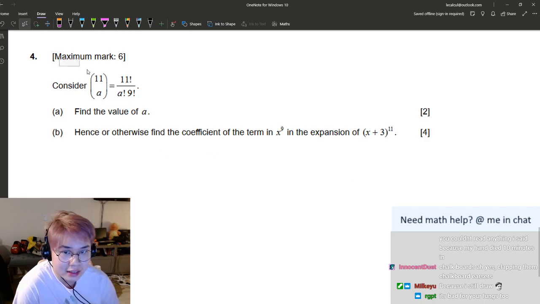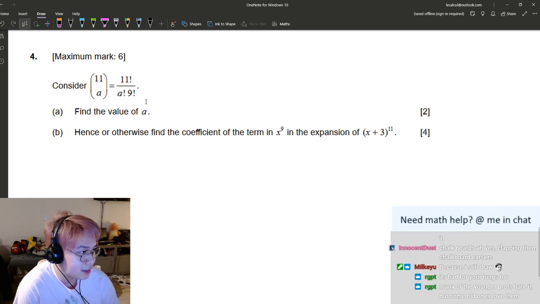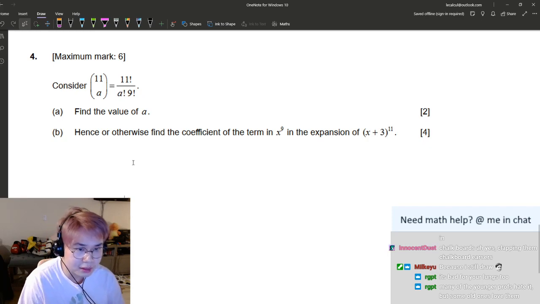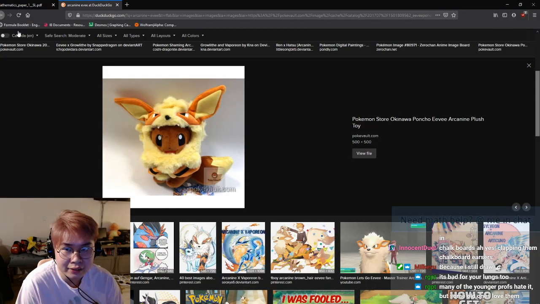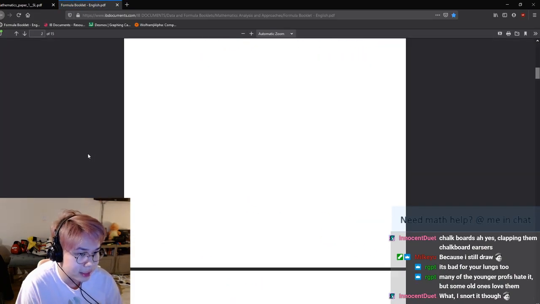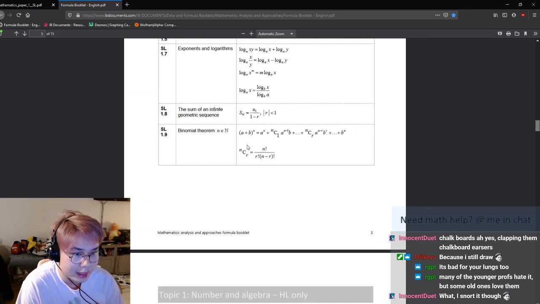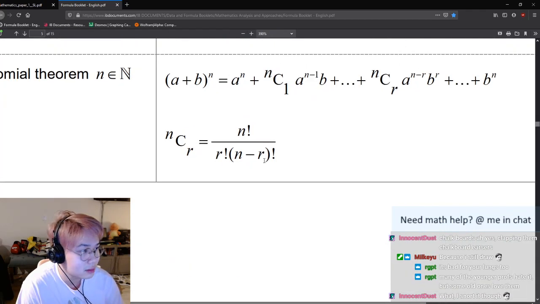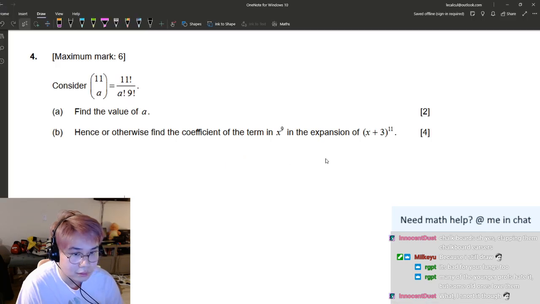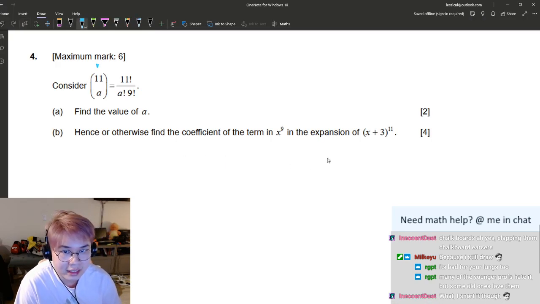Okay, let's see this. Consider 11CA, which of course follows this formula. Find the value of A. Okay. So for those that forget the formula, this is a combinatoric question. And here's the formula right here. I guess, let me zoom in. So if this is n, and then this is r, then we have n factorial divided by r factorial times n minus r factorial.